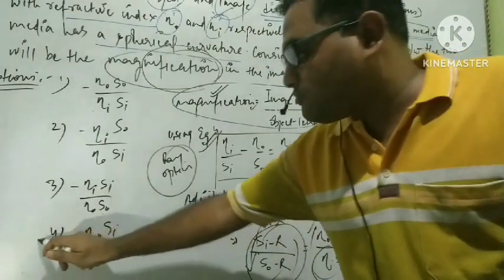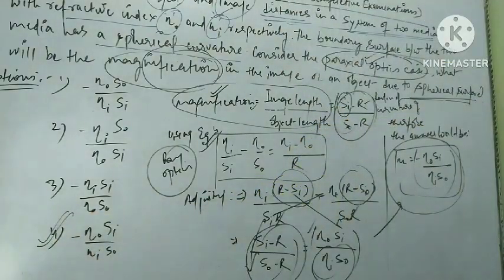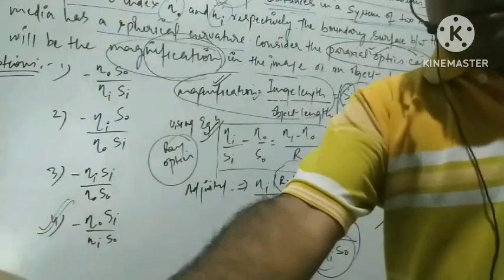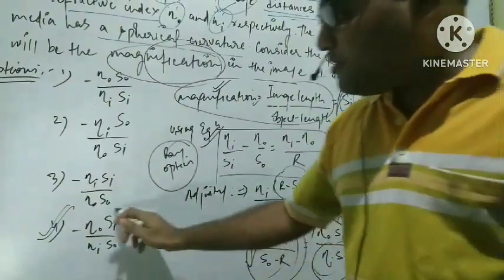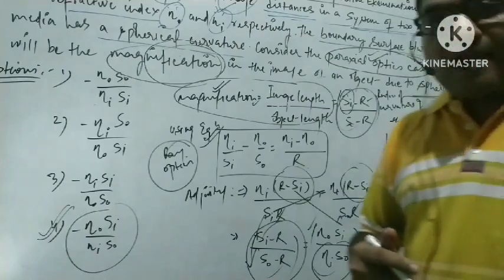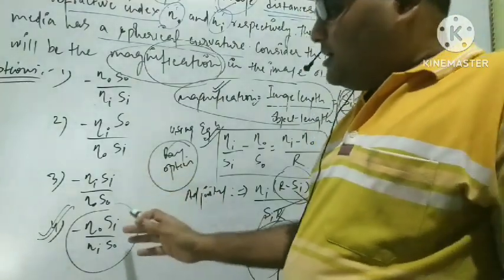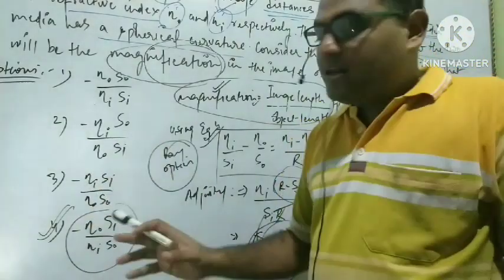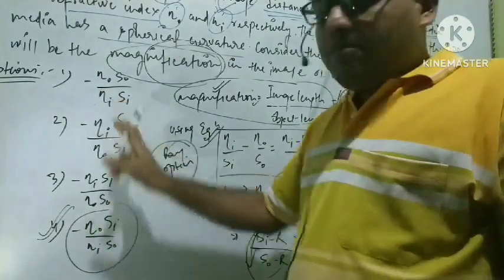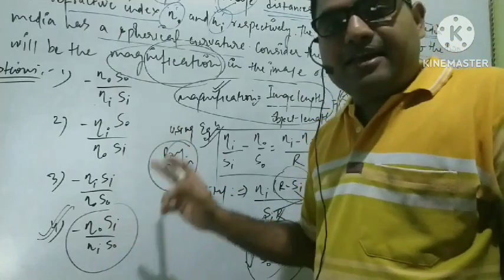This comes under the fourth option, I think. This is the fourth option, if I'm not wrong. Regarding the negative signs, in the prior session I said not to bother about the negative sign. All the options have negative signs, which suggests that the image would be real and inverted.